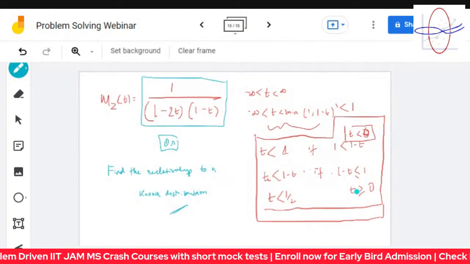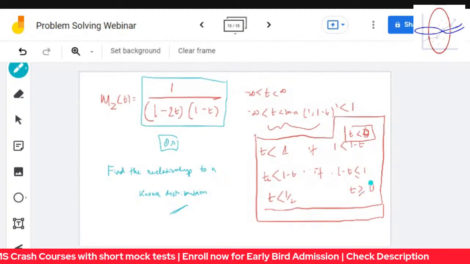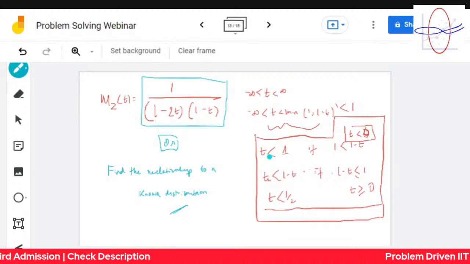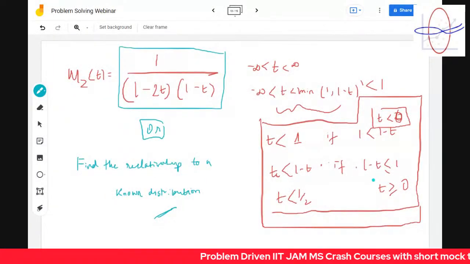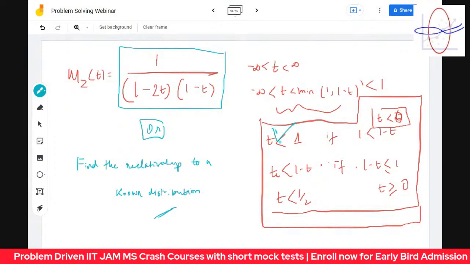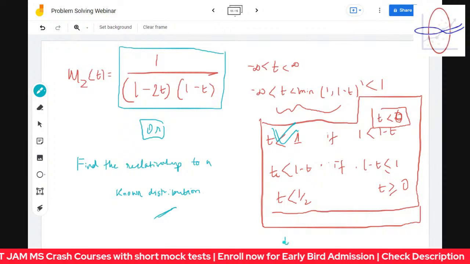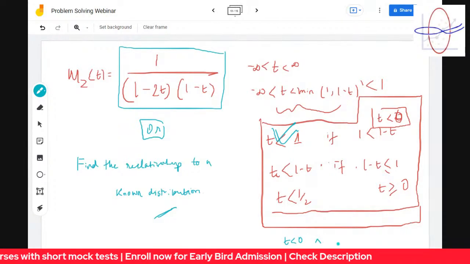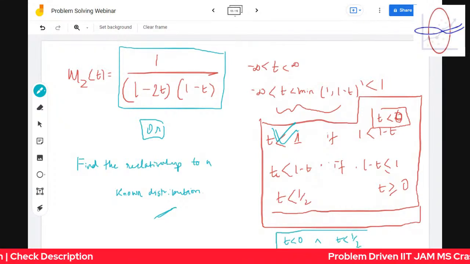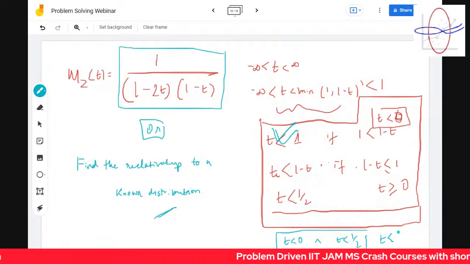This is a very weird condition. Actually, it's not a very weird condition. T is less than half, T is less than 0. Okay, so from this condition you can understand that if T is less than 0, T is less than 1, which is automatically true. So T is less than 0 is a condition, and T is less than half given T is greater than or equal to 0. That means T is always less than half. So given this, it turns out that T is actually less than half.